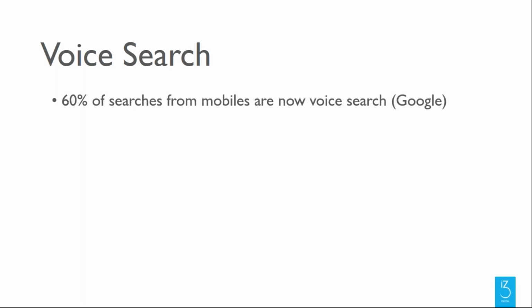So the first part we're going to talk about is voice search. And the reason for that is that there is a lot of movement in this. According to Google last year, 60% of searches for mobiles were done via voice search. So it's particularly, I think, for the millennials coming through, a very popular way of them being able to access information.